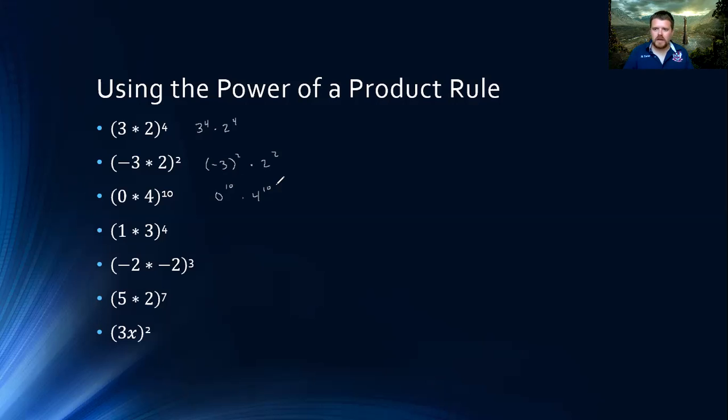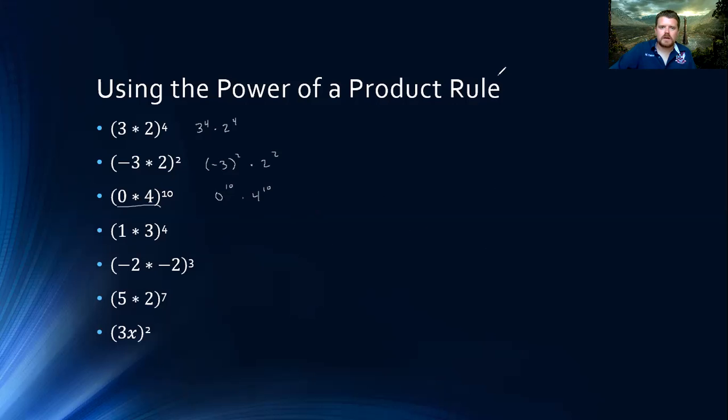There's always going to be different ways to approach these assignments, even like here, right? If I saw this and I was just asked to evaluate, I know 0 times anything is 0, right? So it doesn't really make sense to distribute the 10 and try to evaluate those expressions. But here we're trying to understand what the power of a product rule is, which is what we just did.